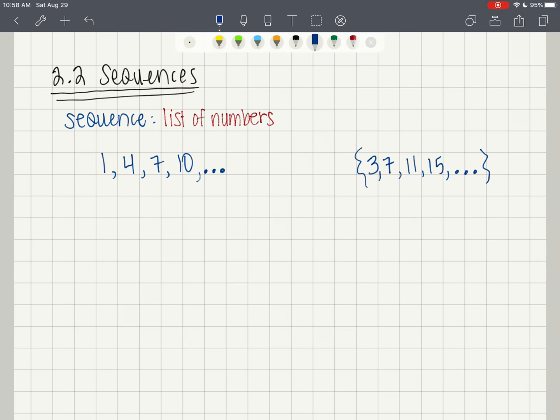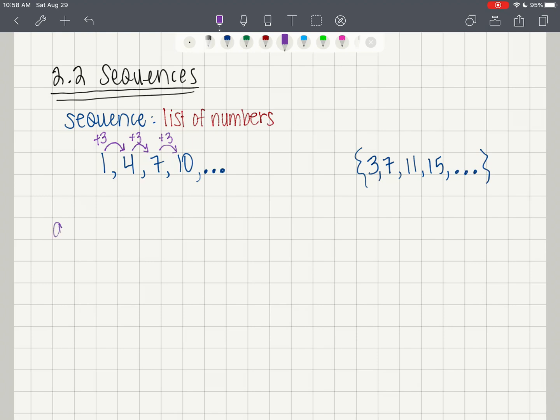And let's look at what's happening. So when I look at the pattern going from 1 to 4, and then 4 to 7, and then 7 to 10, I'm looking at what we do to the previous term to get the next term. And in this case, we are adding 3, which is a constant pattern. It doesn't change. You continue to add 3 to the previous term.